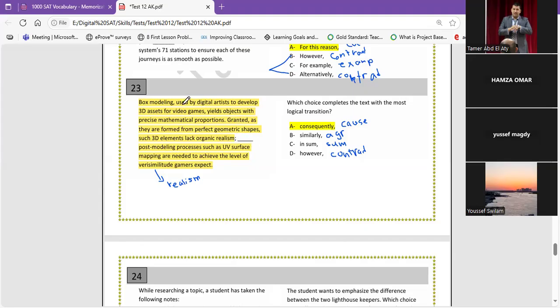We're going to take this sentence with "granted" from here. Box modeling, used by digital artists to develop 3D assets for video games, yields objects with precise mathematical proportions. Granted, this rephrases or emphasizes. Granted, as they are formed from perfect geometric shapes, such 3D elements lack organic realism. After that, both modeling processes, such as UV surface mapping, are needed to achieve the level of versatility gamers expect. So because of that, because it lacks organic realism, they have to revise it.